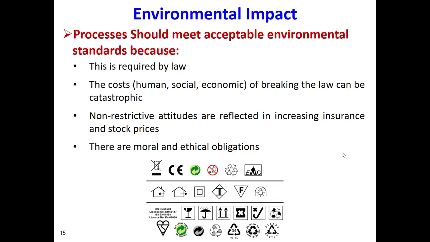Then, okay, that was about the relieving system, which is really related to the safety of the process. Now I'm going to talk a little bit about the environmental impact of the process. Any process that we design and we are going to install and run should be environmentally acceptable. It should be based on environmental standards.